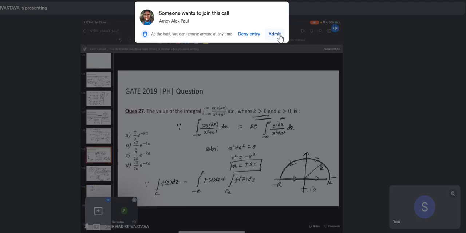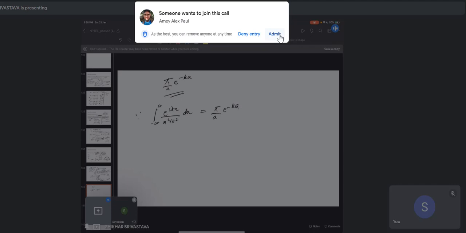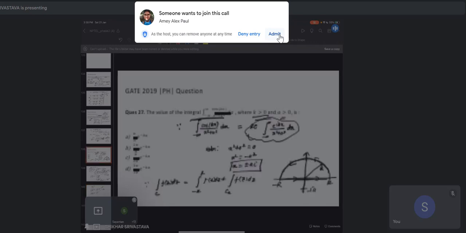And in the question they have asked for this, so cos is nothing but the real part of this integral. And we know that the imaginary part is 0. So your integral of cos(kx) upon x square plus a square dx is only the real part of this integral, which is this. So as someone already said, option number A is the right answer.